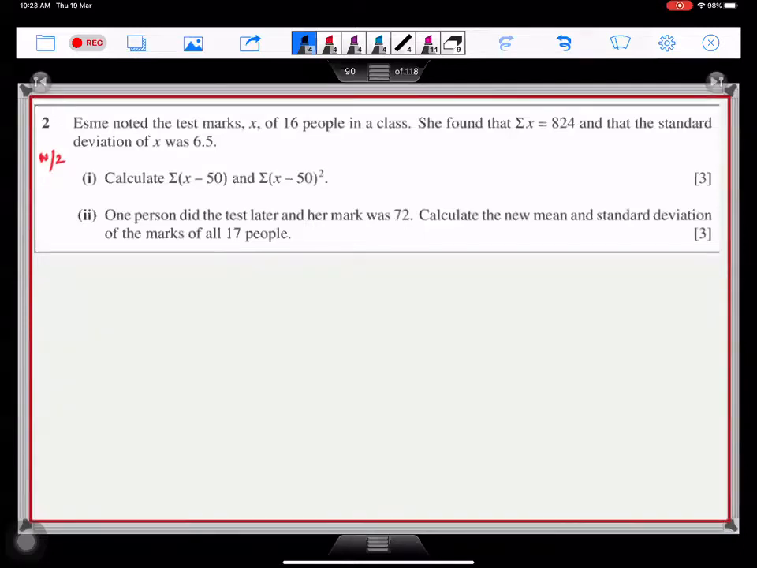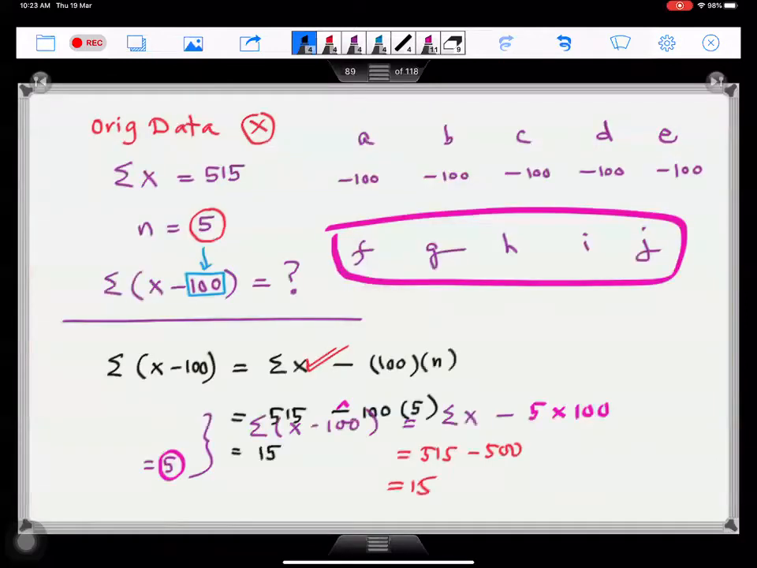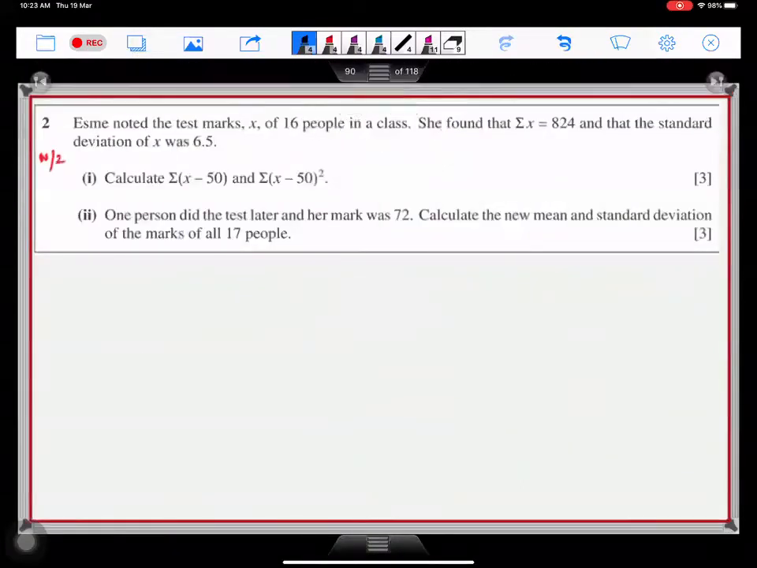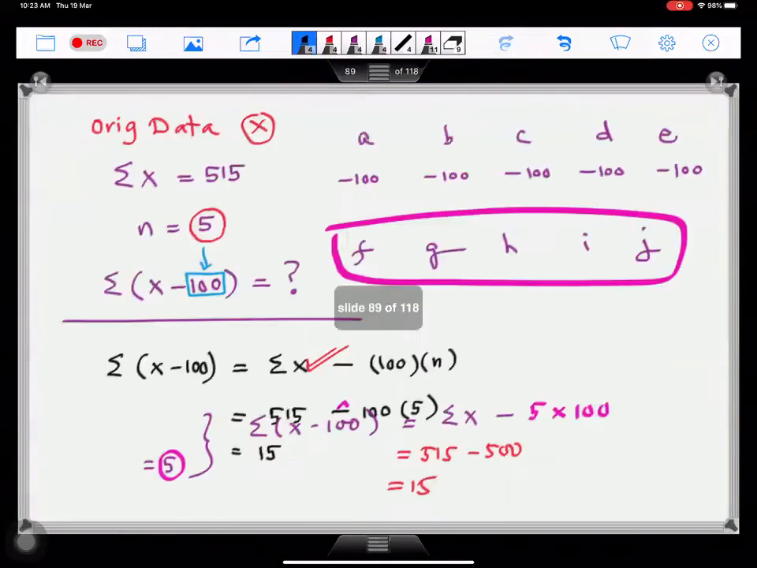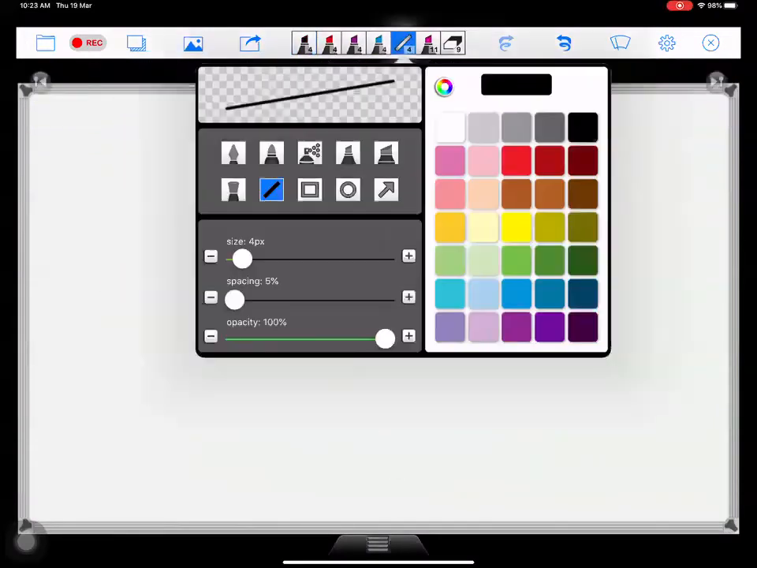Now let's first focus on sigma X minus 50. Link it with the previous question. What do we have? We had sigma X, the number of samples was 5, and the amount subtracted was 100. That means 5 times 100 was to be subtracted. Now in this scenario, we need to look at the question, and let me do it again instead of looking at the solution which is given.